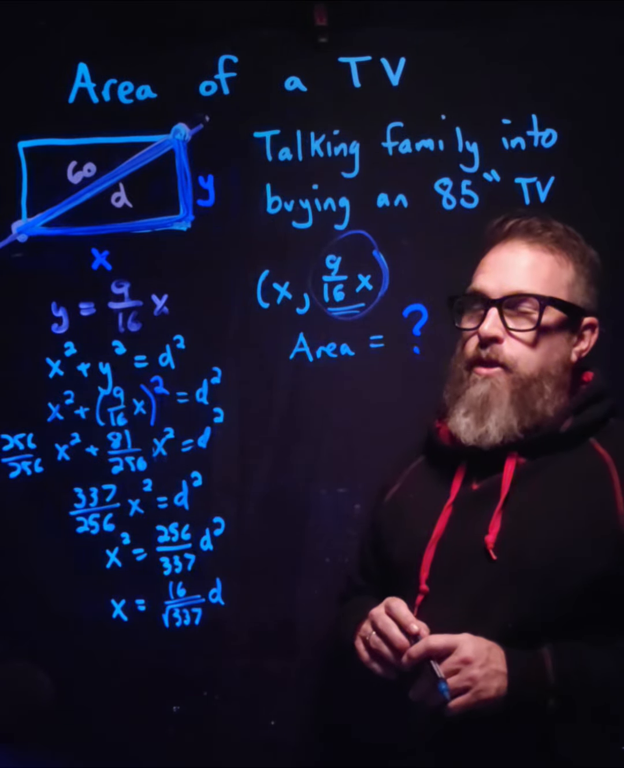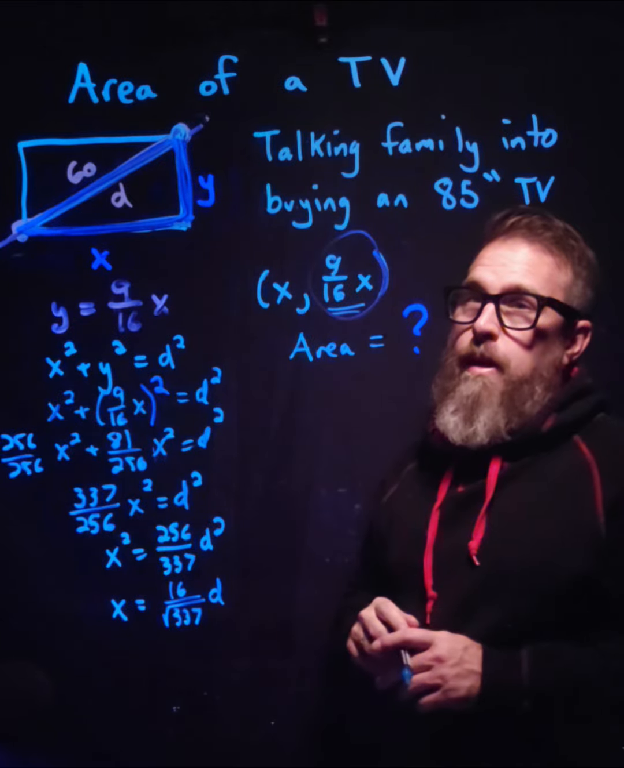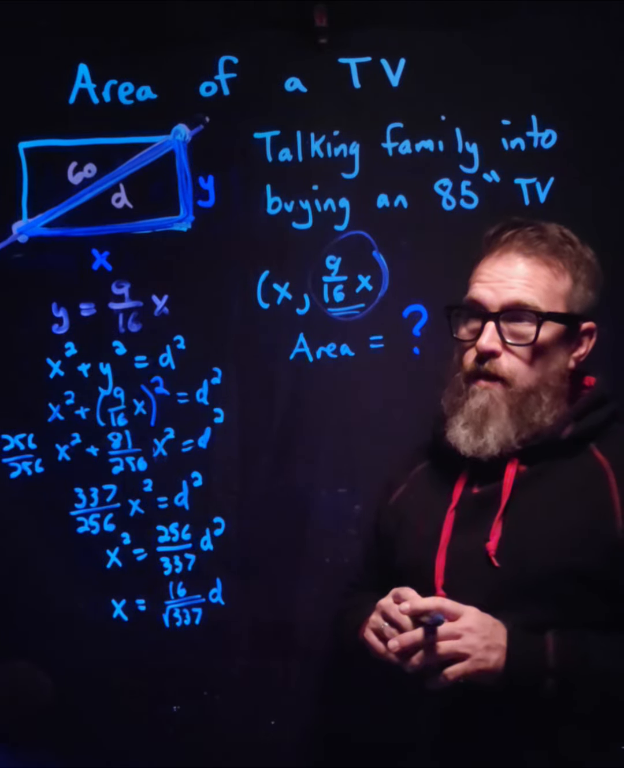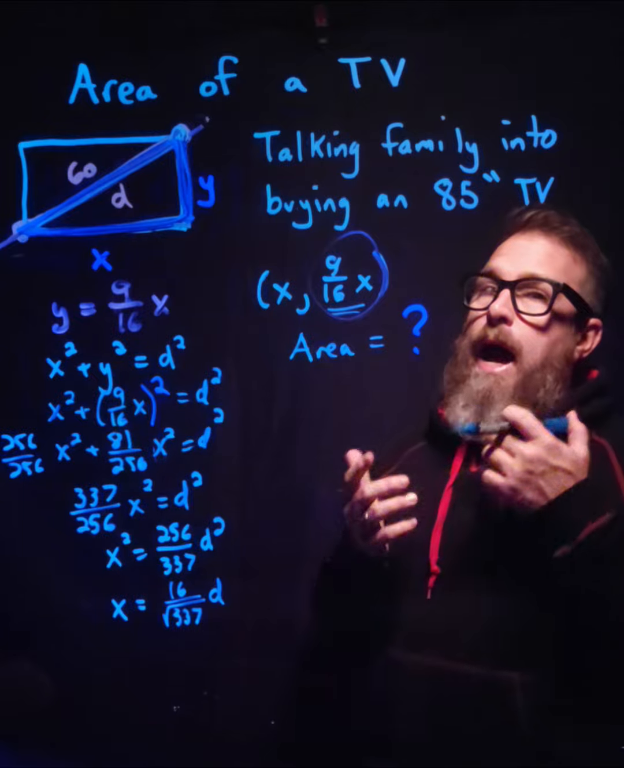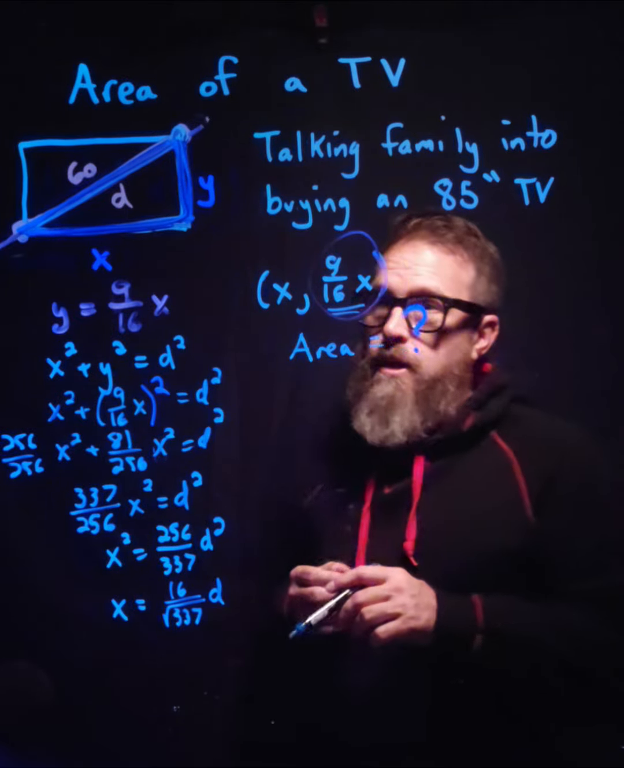Today we're going to use math to talk our wives into buying a bigger television. I have a 60-inch television in my living room and I want it to be an 85-inch television. Now, I know that area is proportional to the square of the diagonal, and I'm going to prove that.